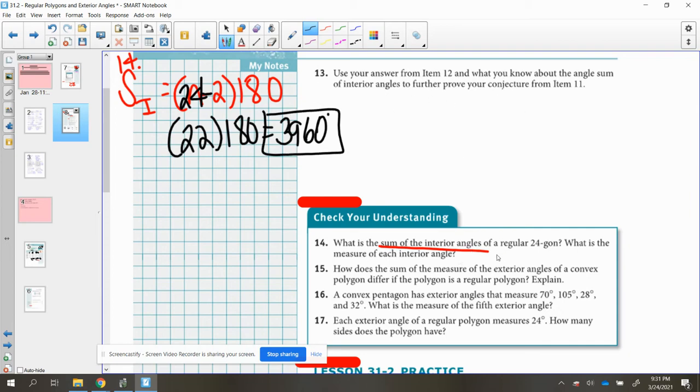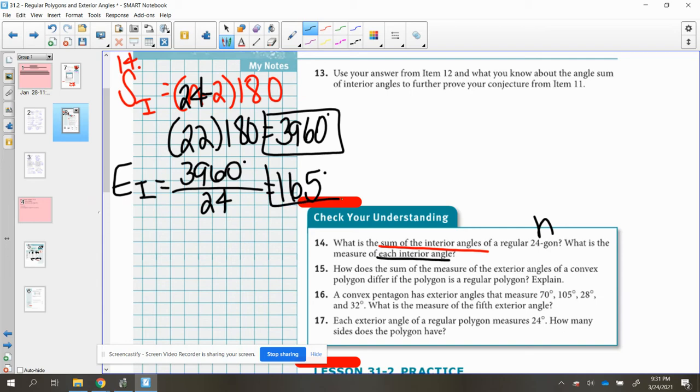Now, what would the measure of each interior angle be? Well, remember, for each interior angle, we're going to take that total sum and we would divide it up by the number of sides, which again is 24. So if we take 3,960 and divide it by 24, we get 165 degrees.